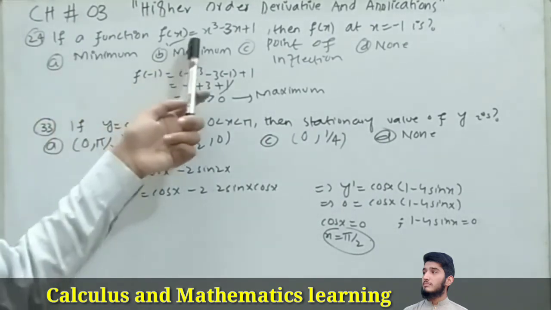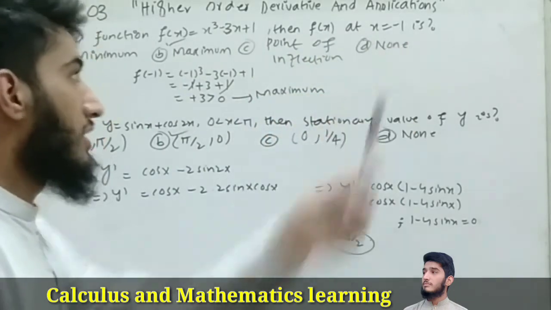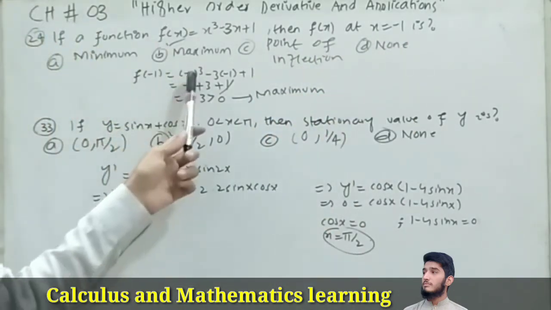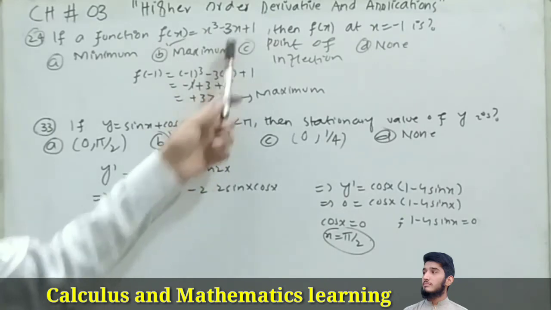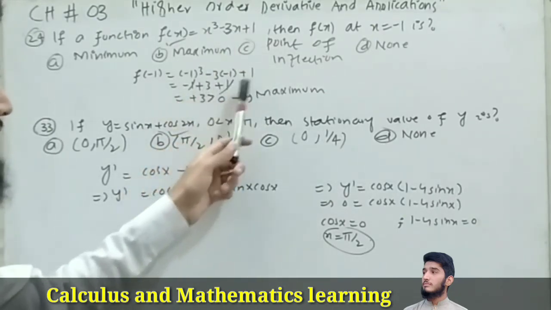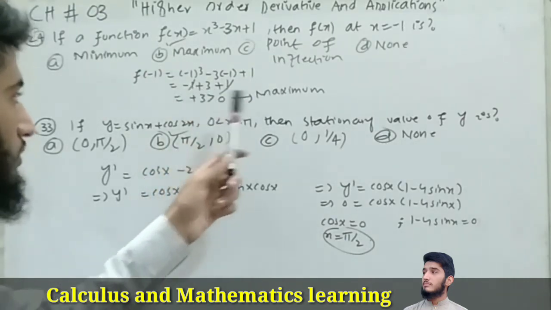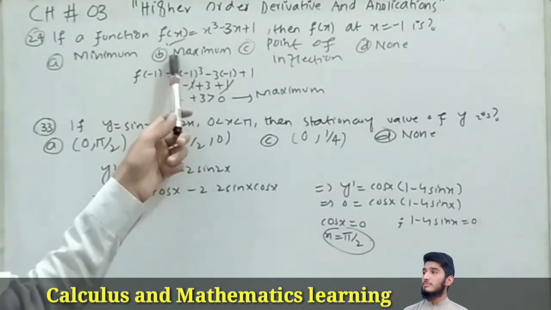If a function f of x is equal to x cubed minus 3x plus 1, then the function f of x at x is equal to minus 1 will be. If we put x as minus 1, it will become minus 1 cubed, minus 3 into x which is minus 1, and plus 1. Minus 1 cubed gives us minus 1, it gives us plus 3 and plus 1. 1 cancels out with negative 1, we are left with 3. 3 is greater than 0, positive, it means that it gives a maximum value. Correct option is option B.